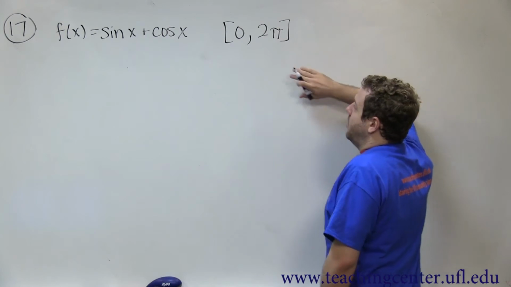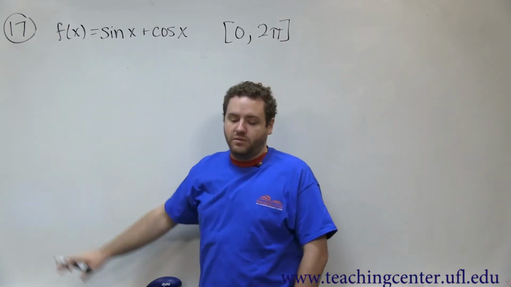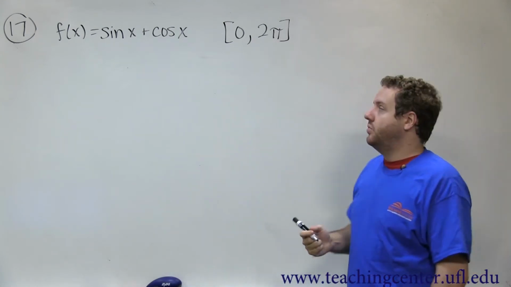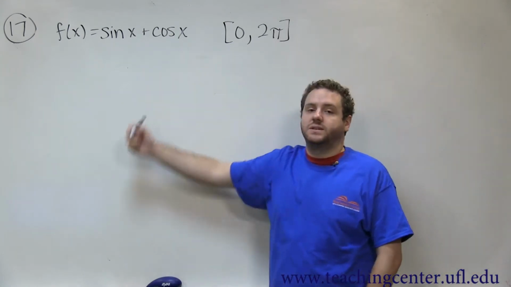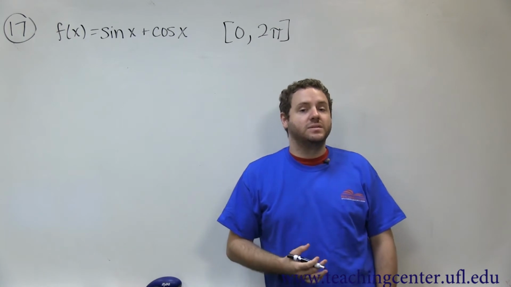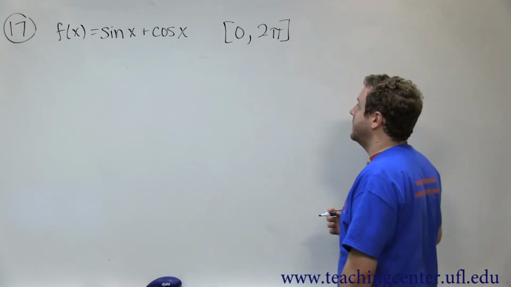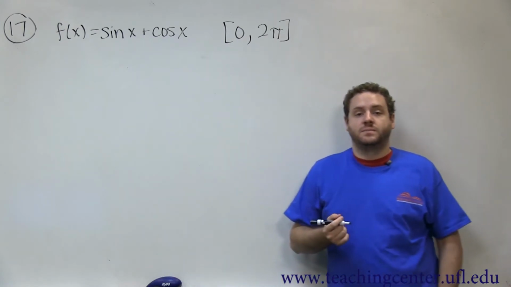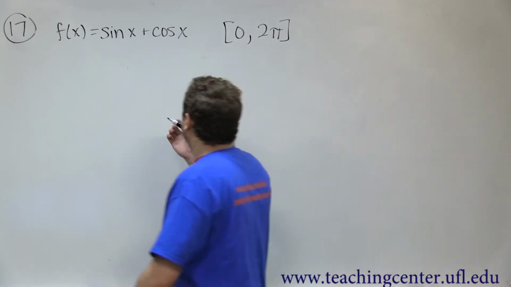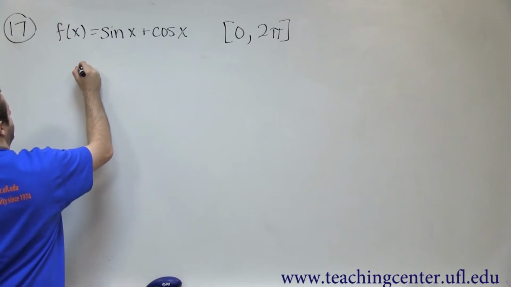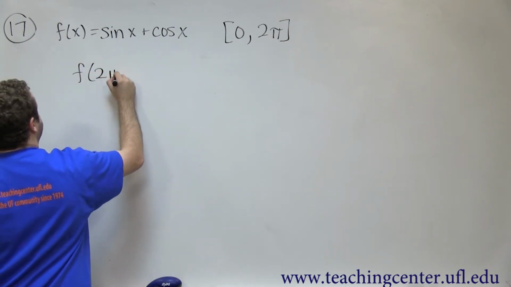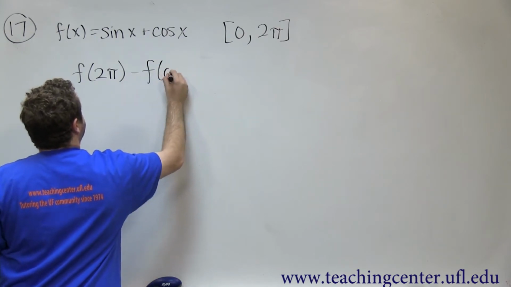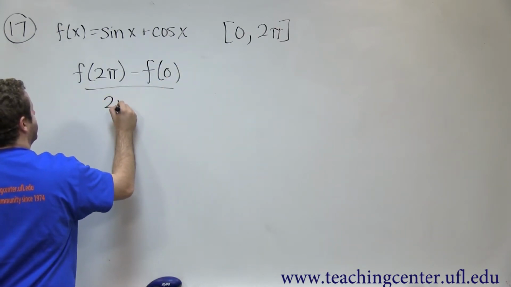So in order to show what values of c satisfy Rolle's theorem, we need to check two things. First, is this function continuous? Well, it's made up of sines and cosines, so yes, it's definitely continuous. And the second thing we have to check is the slope between the endpoints. Just like in the mean value theorem, we figure out the slope between the endpoints, which is f of 2 pi minus f of 0 over 2 pi minus 0.